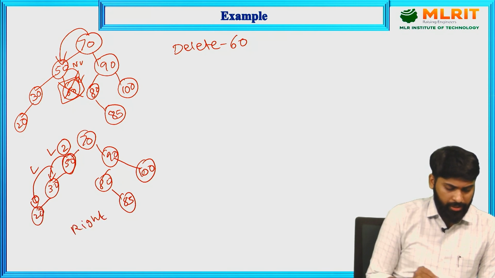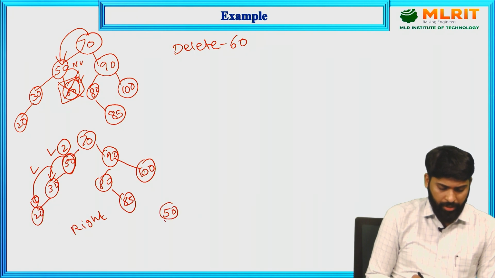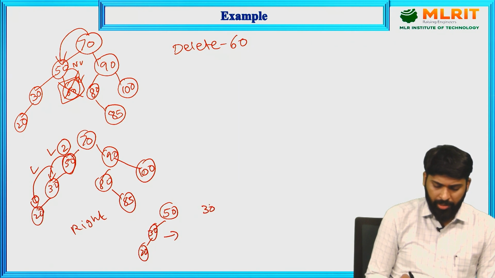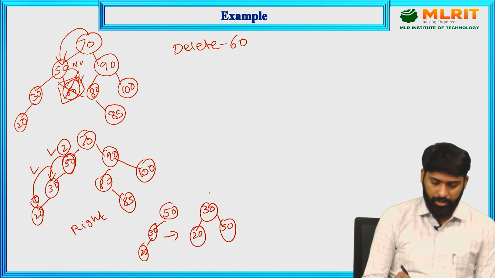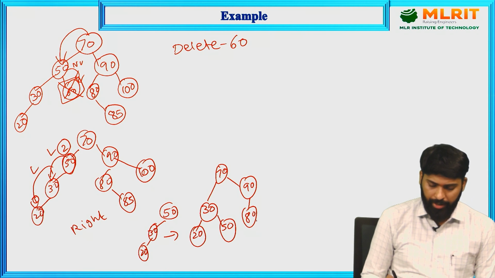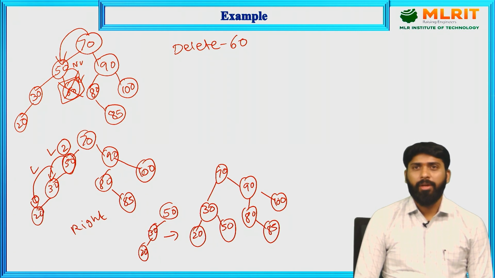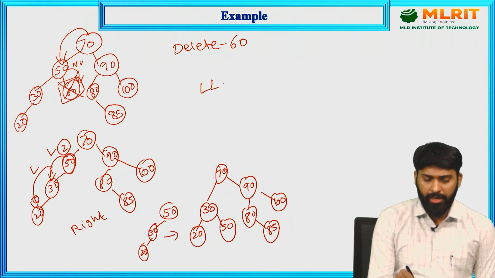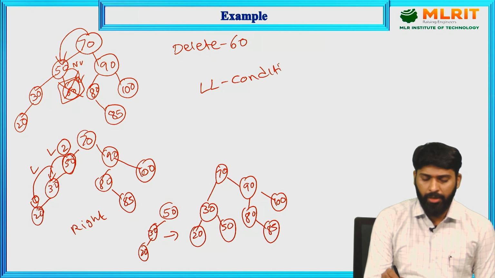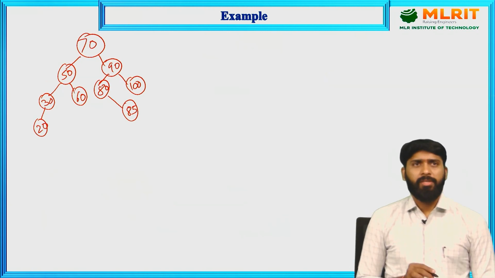Now consider this 50, 30, 20. Right rotation means 30, 50, 20. That's it. The remaining is the same: 70, 90, 80, 85, 100. Okay. Here it is the LL condition and the rotation is right rotation. So let us consider this tree.